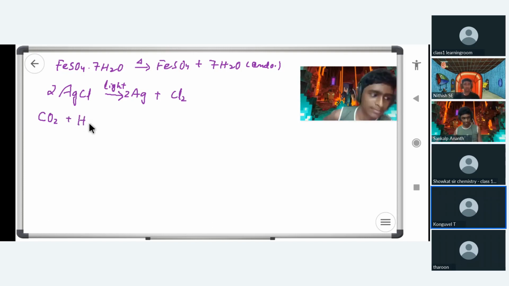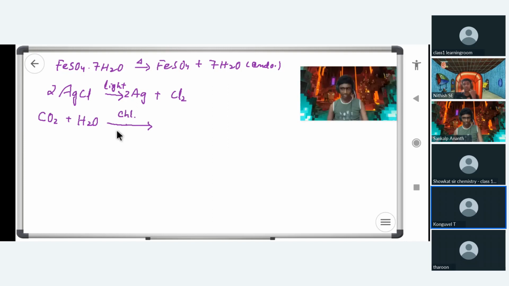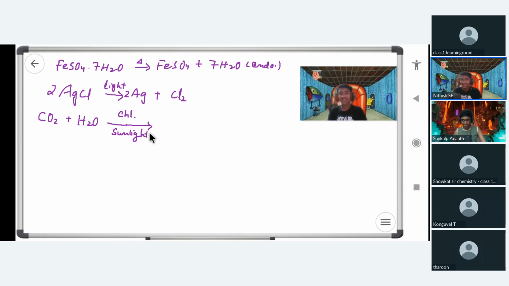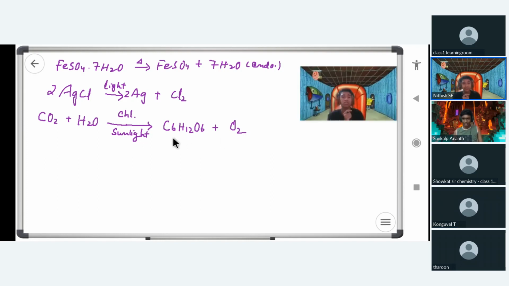CO2 plus H2O gives glucose in the presence of chlorophyll and sunlight, C6H12O6, plus oxygen. So can you balance this? Sir, we already basically balanced this one. Yes, it is 6CO2 plus 6H2O gives glucose, C6H12O6.